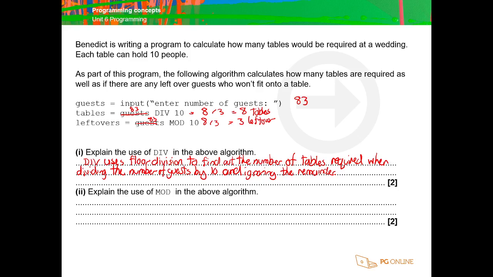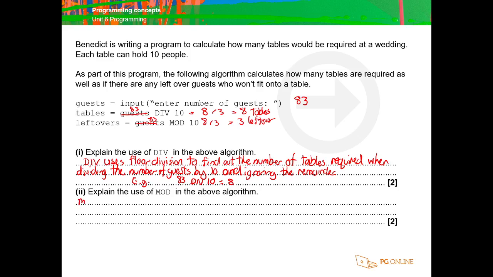We could even do an example. So, e.g. We'll do this example. We're done, 83 div 10 equals 8. Okay. So let's try the next one.